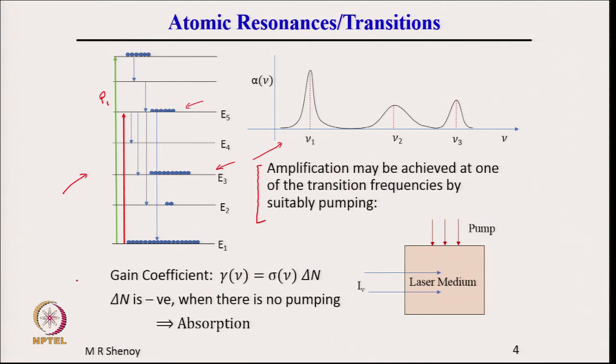The gain coefficient is gamma of nu equal to sigma of nu into delta n. Delta n is negative when there is no pumping, because Boltzmann statistics tells us that the dependence is exponential minus E by kT, which means the lower levels which have lower E will have higher population. In fact, we have put some numbers and seen that the number of atoms in the lower levels is much higher than that in the upper levels.